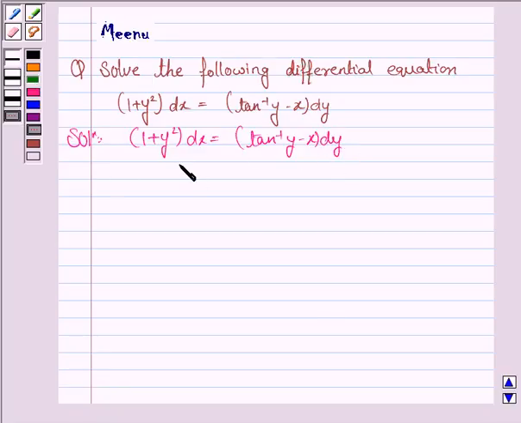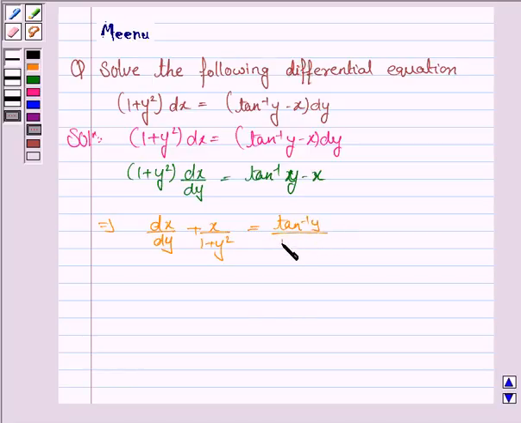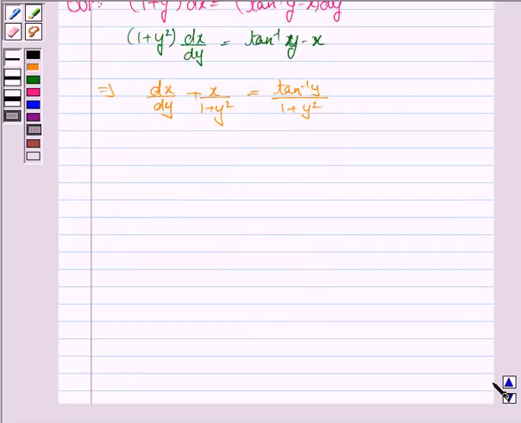Now we need to rewrite this differential equation. So we have (1 + y²) dx/dy = tan⁻¹y − x. So this implies dx/dy + x/(1 + y²) = tan⁻¹y/(1 + y²). Now this is a linear differential equation where y is the independent variable and x is the dependent variable.